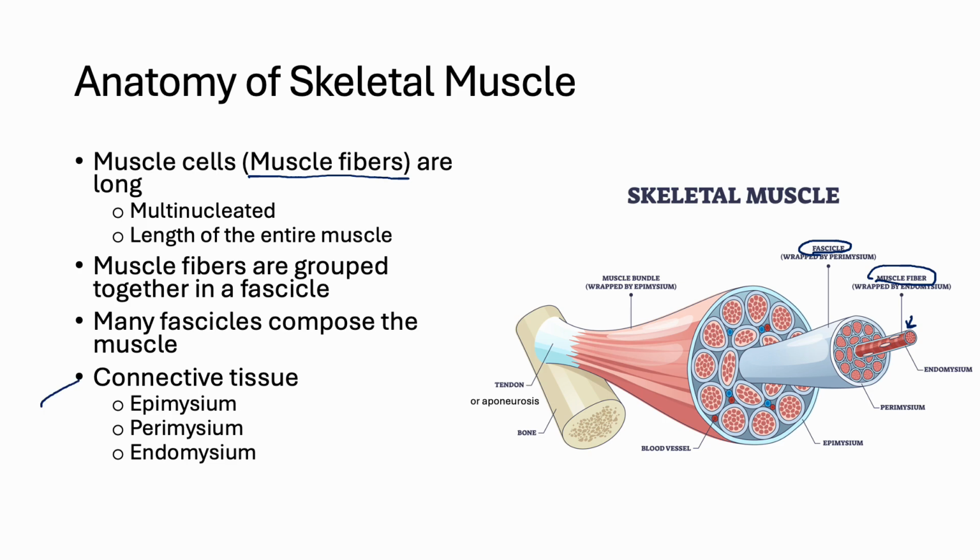Now, let's talk about these layers of connective tissue. The internal layer, the layer that wraps around each individual muscle cell or muscle fiber, is the endomysium. That makes sense, right? Endo would be internal, so that's the most internal connective tissue layer. Then around the fascicle, we have the perimysium. Finally, around the muscle itself, we have the epimysium. Epi meaning above, or on top of.